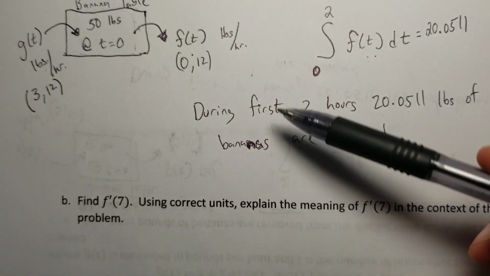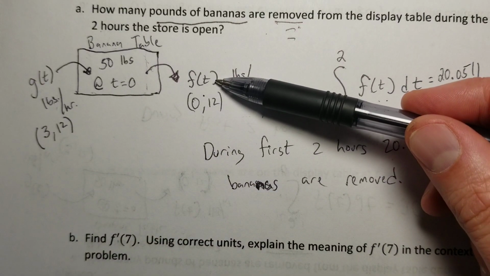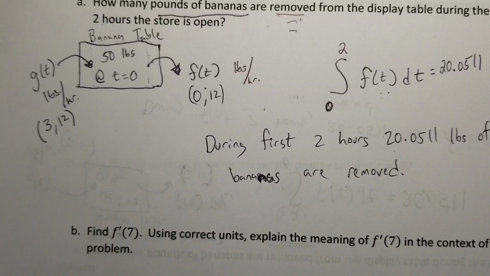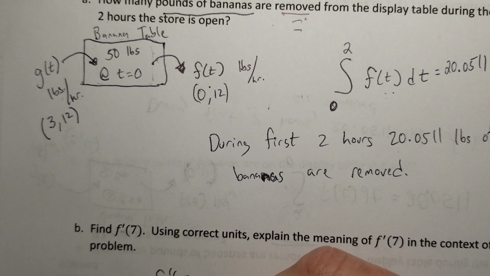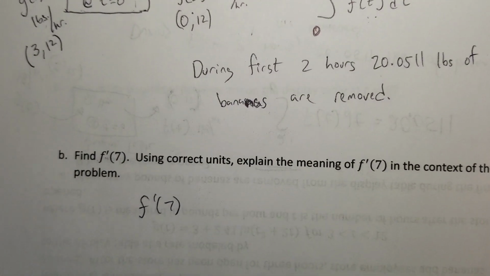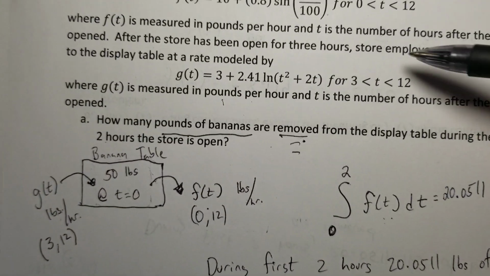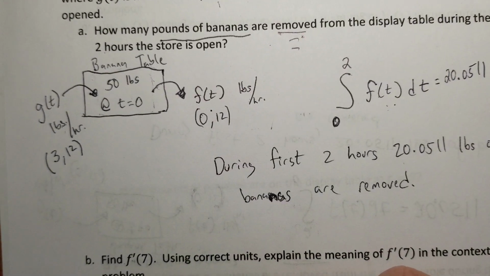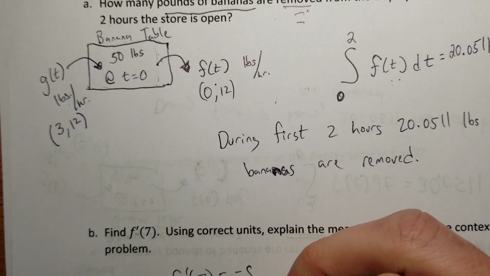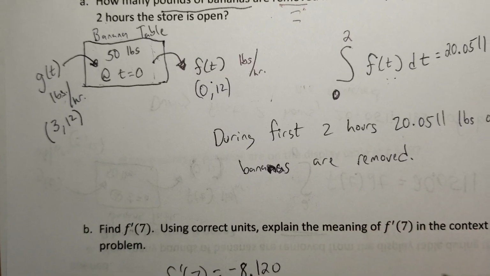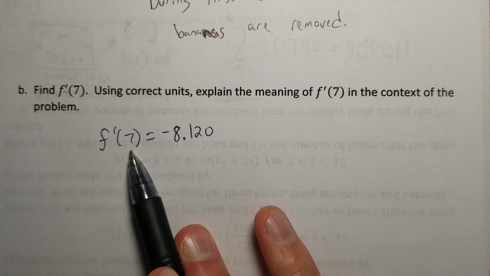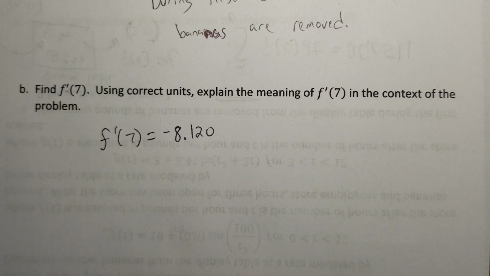F is removing. So we're still talking about removing. And we want to find f prime at 7. So that's just a calculator question, right? We can do f prime of 7 here by just taking the derivative of this in our calculator and evaluating it at 7. So again, I've already done this. Negative 8.120. So we have f prime of 7 being evaluated and getting negative 8.120.